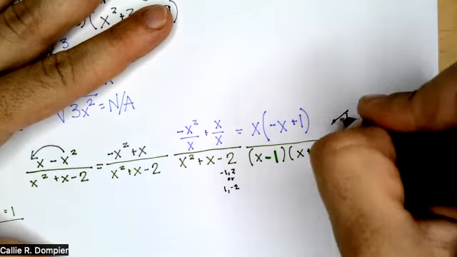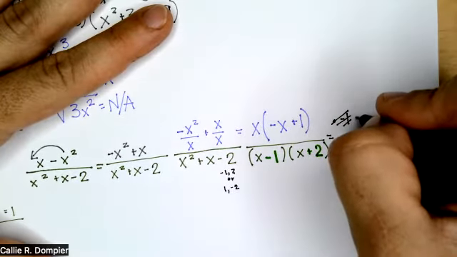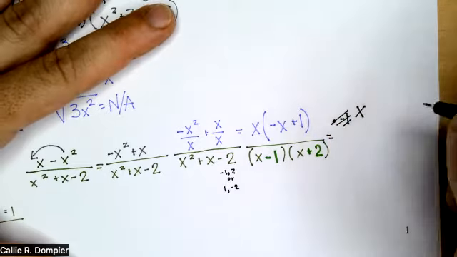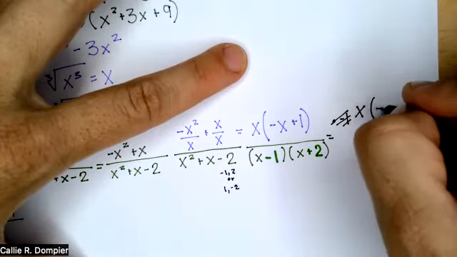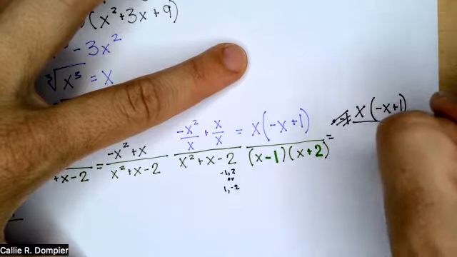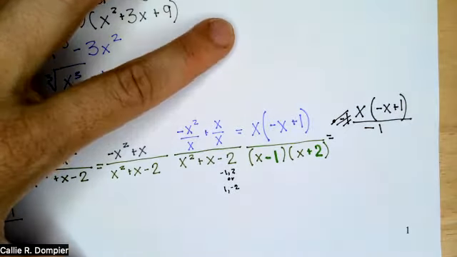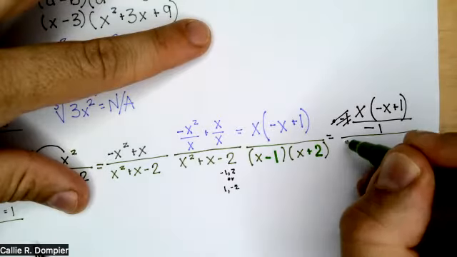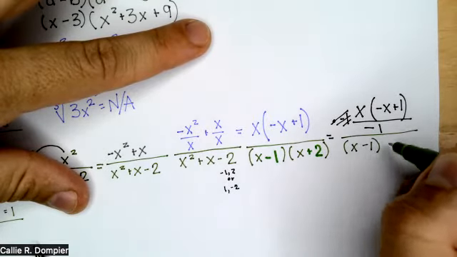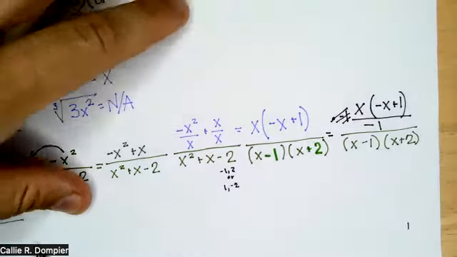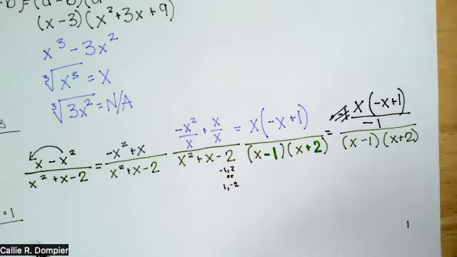You know what? It's simpler to explain it as dividing it by -1. So I'm going to take x times -x plus 1, and I'm going to divide it all by -1. This stays the same, so this is still x minus 1 times x plus 2. And you can think of it as multiplying by -1 too. It doesn't change anything, right? Multiplying by 1 and dividing by 1 is the same thing.